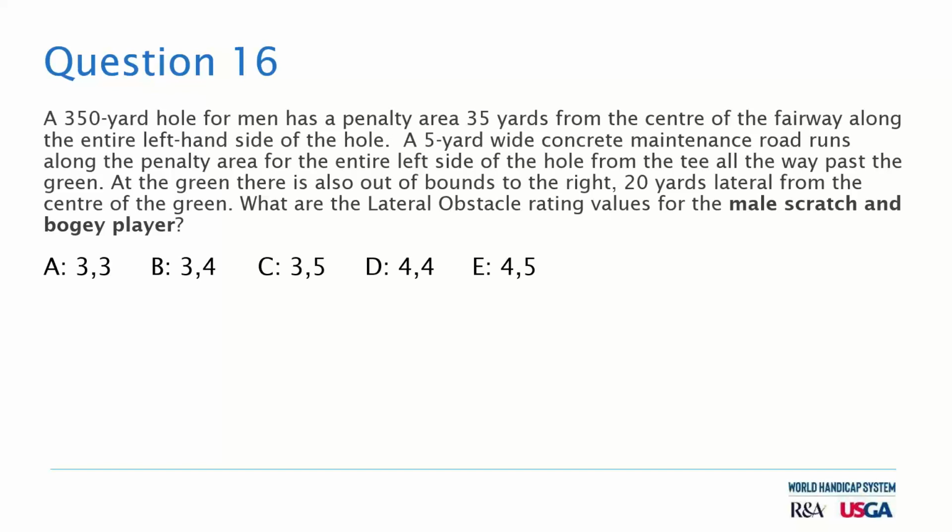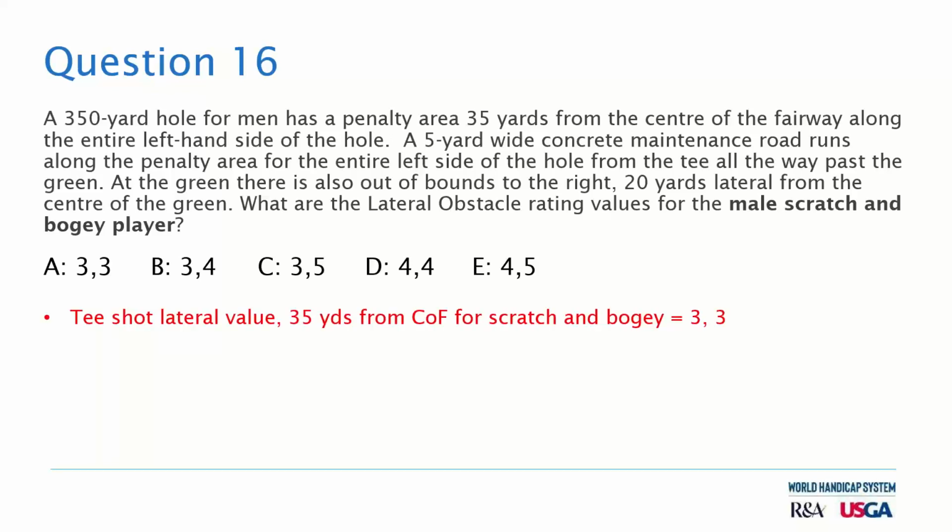On a 350-yard hole for men that has a penalty area 35 yards from the center of the fairway along the entire left-hand side of the hole, a 5-yard wide concrete maintenance road runs along the penalty area for the entire left side of the hole from tee all the way past the green. At the green, there is also out of bounds to the right, 20 yards lateral from the center of the green. What are the lateral obstacle ratings values for both male scratch and bogey players? So certainly a lot going on, and we'll go over each landing zone for each player.